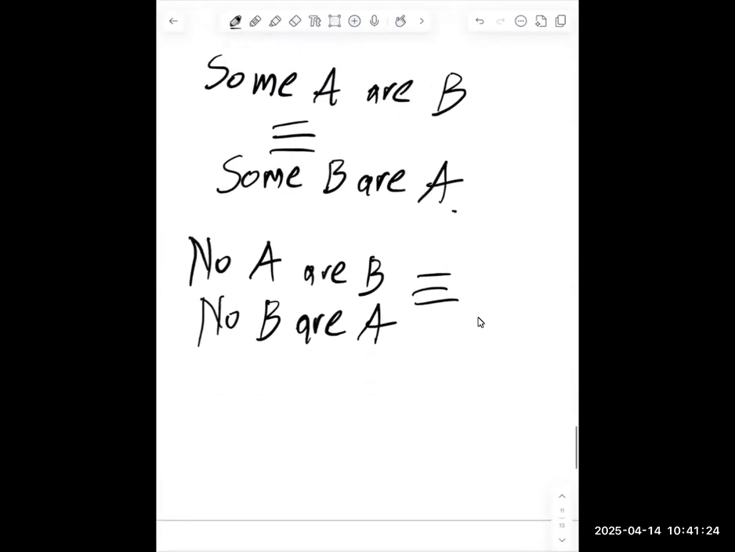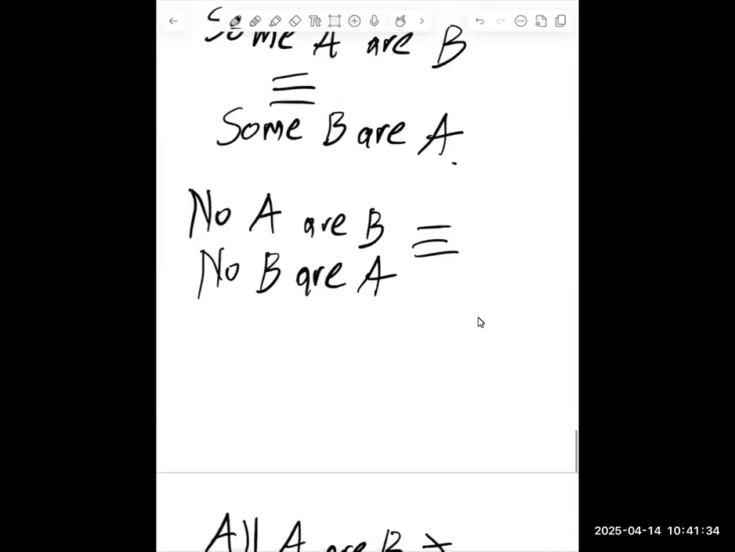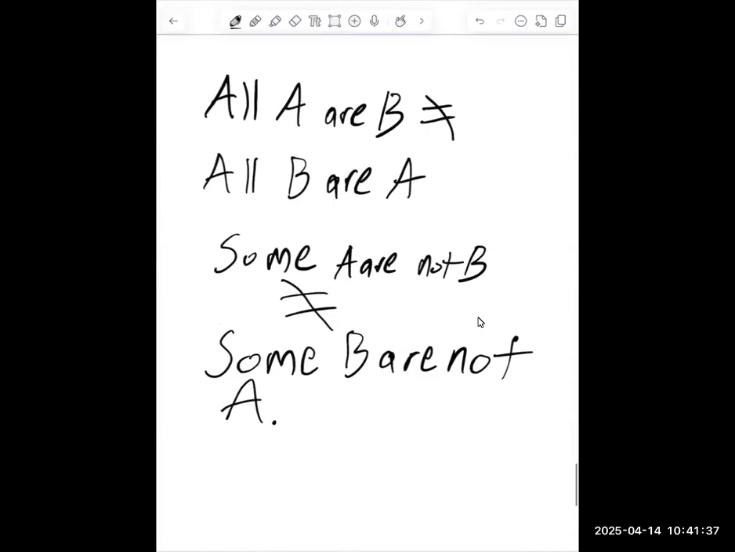But for these, some A or B logically equivalent means the same thing as some B or A. Order doesn't matter. No A or B means the same thing as no B or A. But all A or B does not mean the same thing, not logically equivalent to all B or A. The same goes for some A or not B and some B or not A.